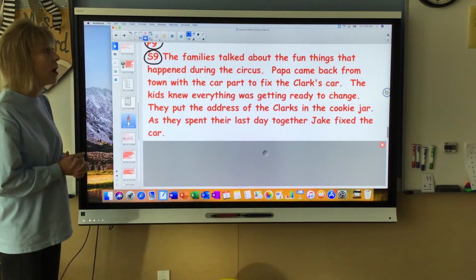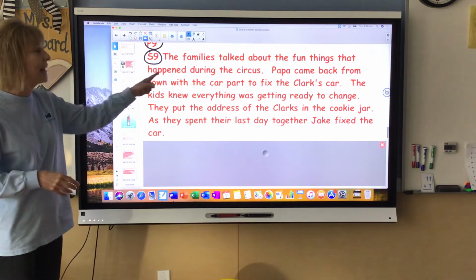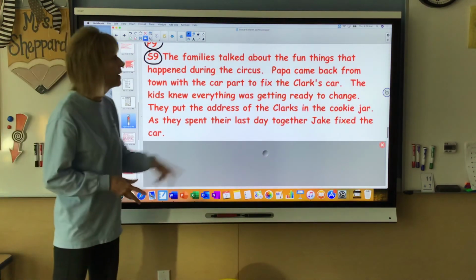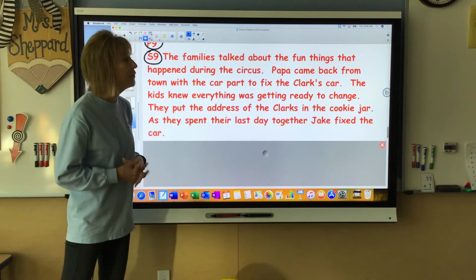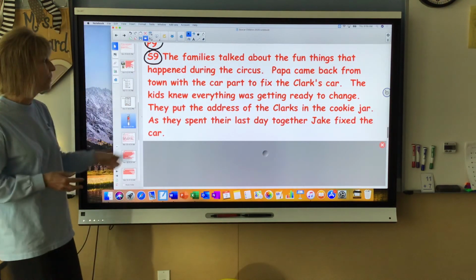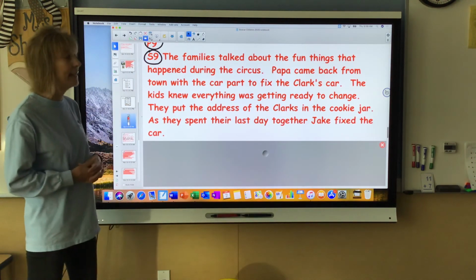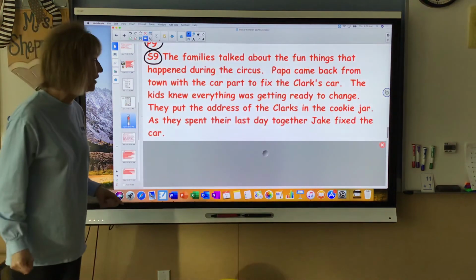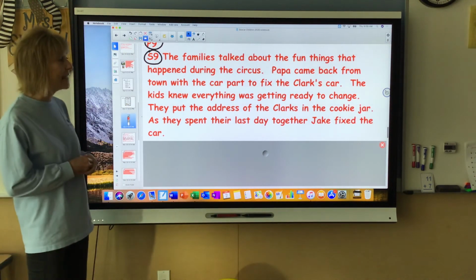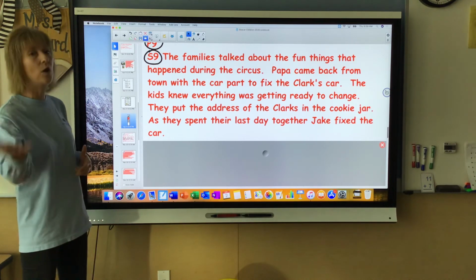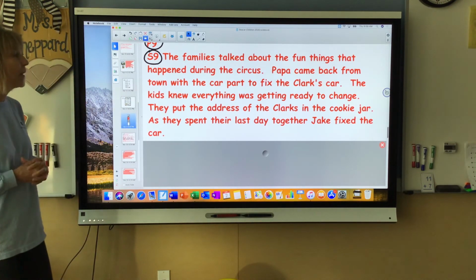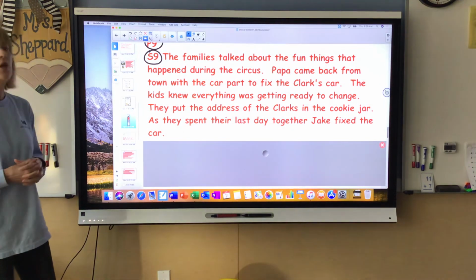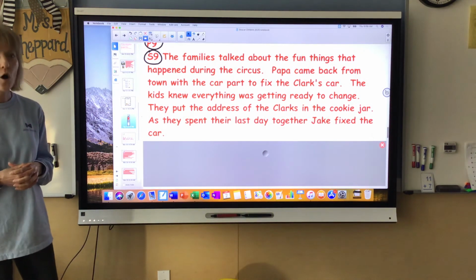The families talked about the fun things that had happened during the circus. Papa came back from town with the car part to fix the Clark's car. The kids knew everything was getting ready to change. They put the address of the Clarks in the what? Yes, in the cookie jar. As they spent their last day together, Jake fixed the car.